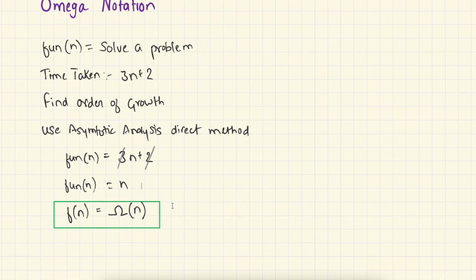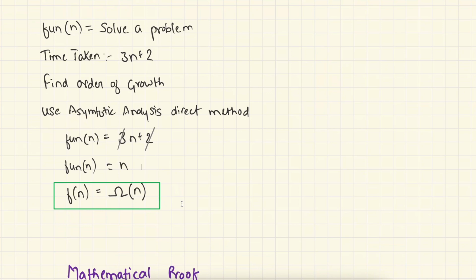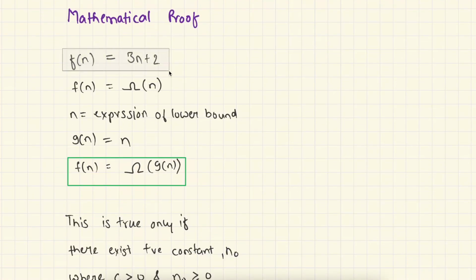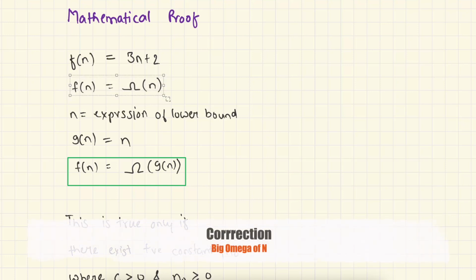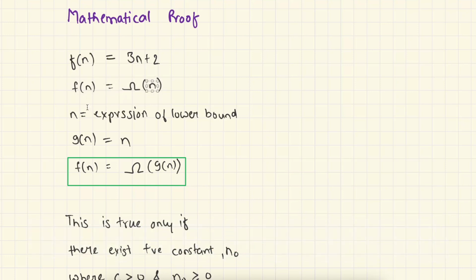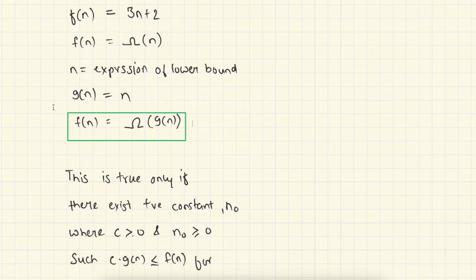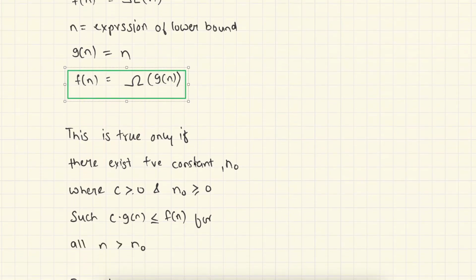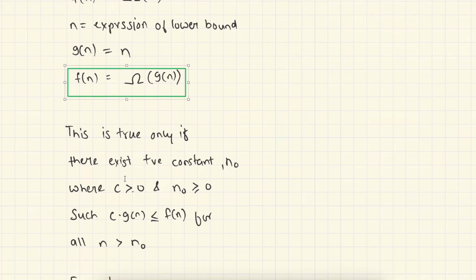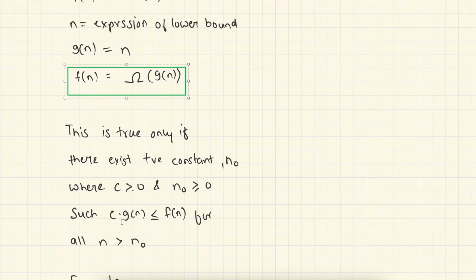In this video we are going to talk about the mathematical proof of the omega notation. So let's see. We have a function and the expression of time taken, that is 3n plus 2. We have proved by the direct method that the order of growth of this function is omega of n. Now what is n here? n is an expression of the lower bound, right? So in terms of function we can write g of n is n. So if we put the value of g of n in this statement, we get f of n is equal to big omega of g of n. Now mathematically this statement is going to be true only if there exist positive constants c and n naught, where c is greater than 0 and n naught is greater than 0, such that c dot g of n is less than or equal to f of n for all n greater than n naught.